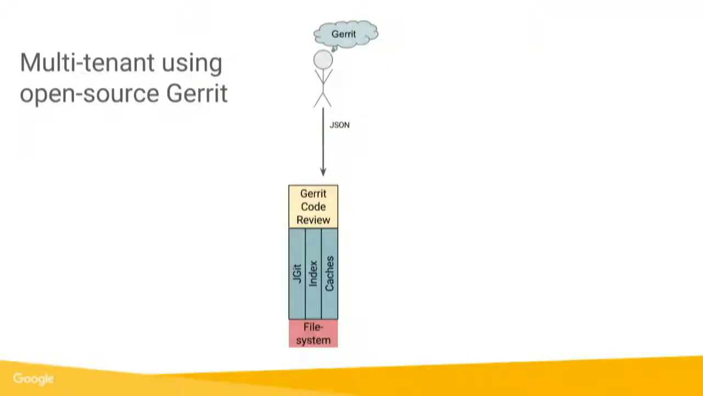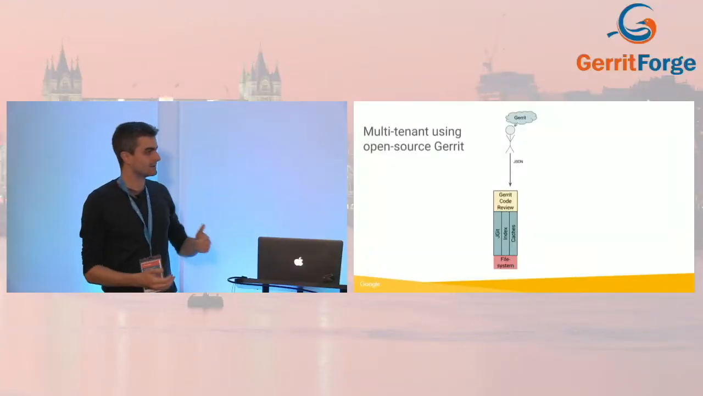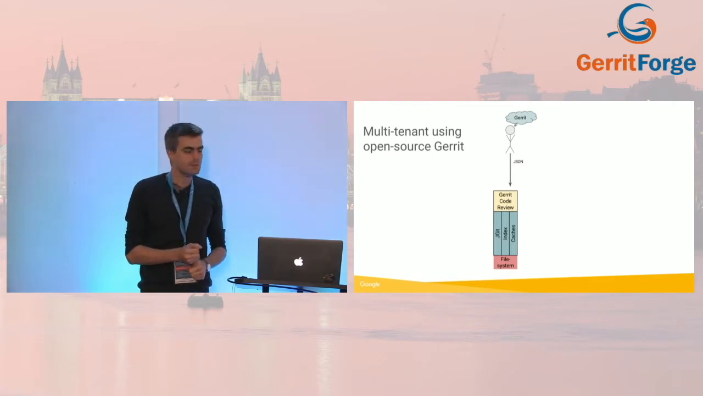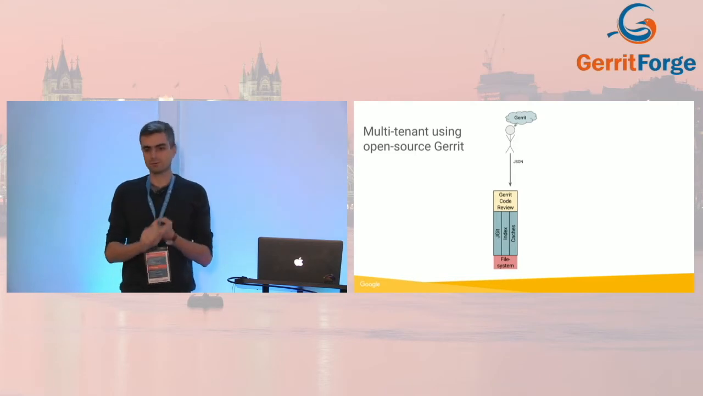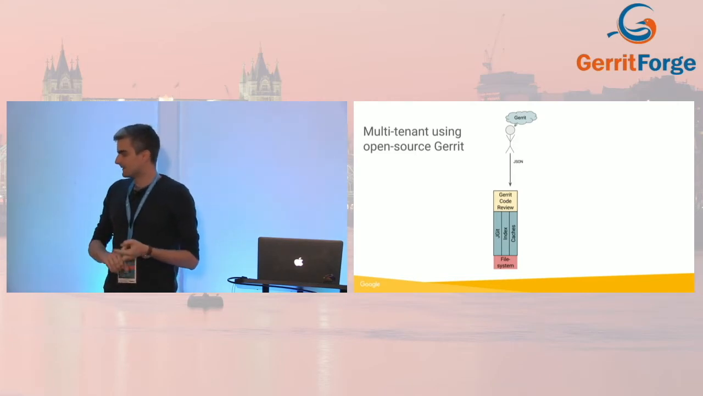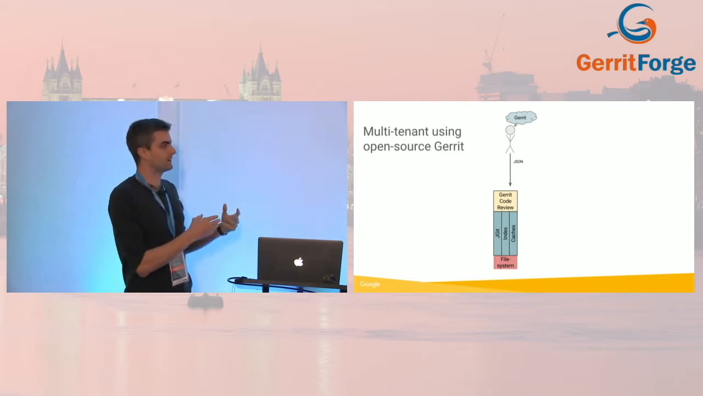Okay, so we have that one user accessing gerrit-review.googlesource.com, and we have that system that is completely open source, that you can download right now and run in hopefully under 10 minutes. That is core Gerrit, and core Gerrit depends mainly on three things: JGit for all the Git stuff, multiple indexes like the account index, the group index, and the change index, and caches. All of these three are based on the file system in one way or the other.